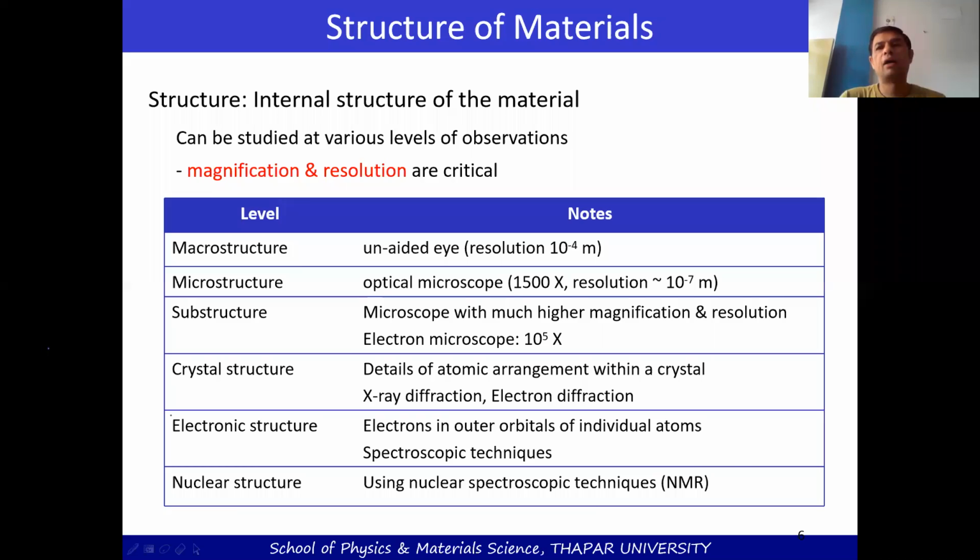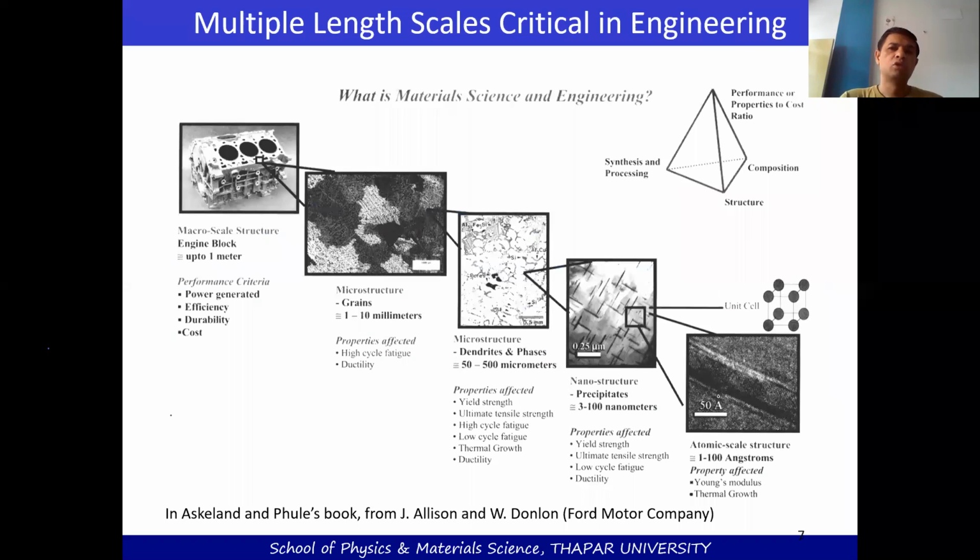Okay, I guess we are running out of time. So we'll stop here. In the next class, I will explain how, when you move from a macrostructure to a microstructure to a substructure, you find different information about the properties of the engineering material. So I will quote a couple of examples to drive my point that different structures give you different information about the same material.